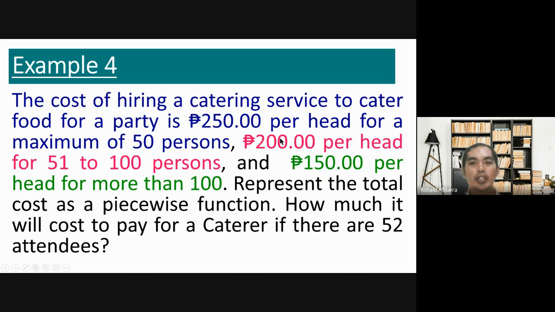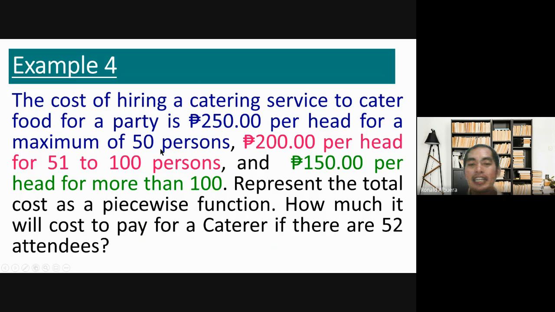Another condition is 200 pesos per head for 51 to 100 persons. Kung 99 persons, 200 per head. Kung 51, 200 per head. And another is 150 per head for more than 100. Halimbawa, 1,000 ang nag-attend, 150 per head ang computation. Now, the requirement: piecewise function, and then how much it will cost to pay for a caterer if there are 52 attendees.